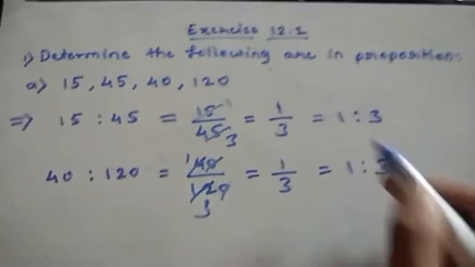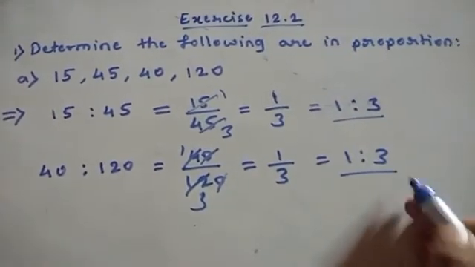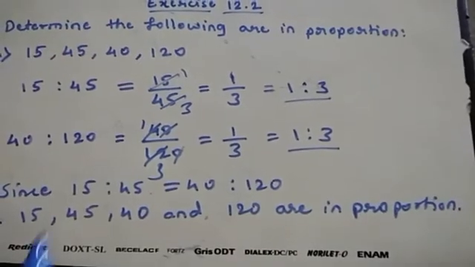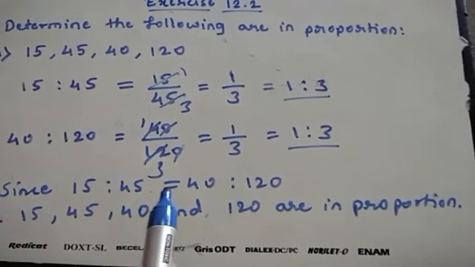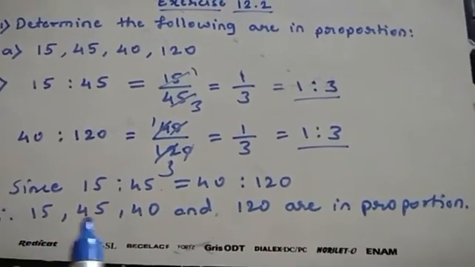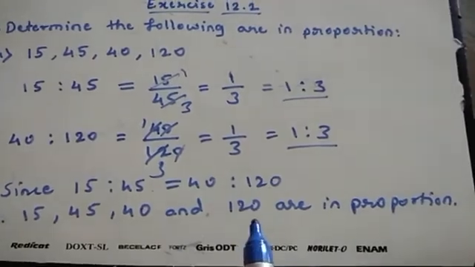Therefore here we can see both the ratios are equal. Hence we can say that they are in proportion. Since 15:45 is equal to 40:120, therefore 15, 45, 40 and 120 are in proportion.